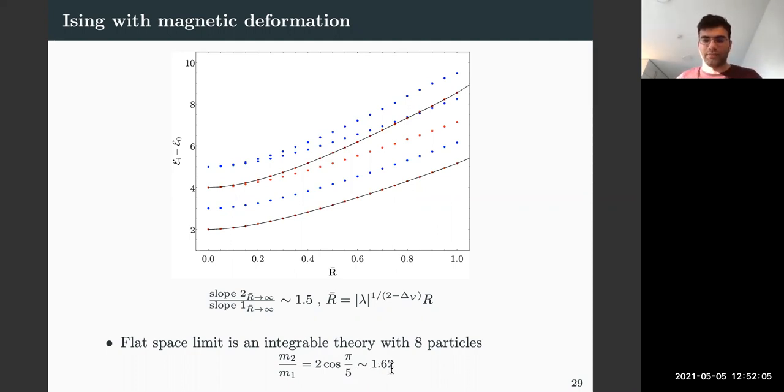So we were curious whether we recover this flat space limit. As I showed you in the AdS phenomenology part, the slope corresponds to the mass in flat space. So we look at the ratio of the second slope and the first slope at R bar around 1, and it recovers 1.5. So we are not completely recovering the flat space limit, but we are close, and maybe if somebody does better numerics, it can recover more digits of the flat space limit.